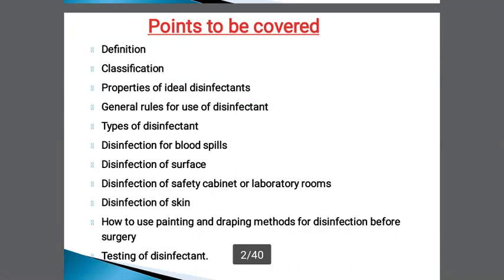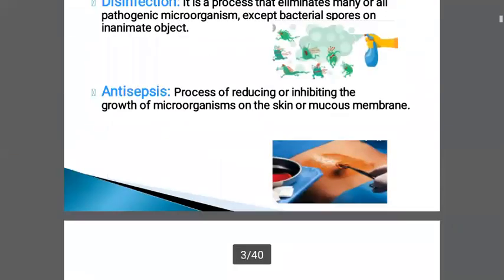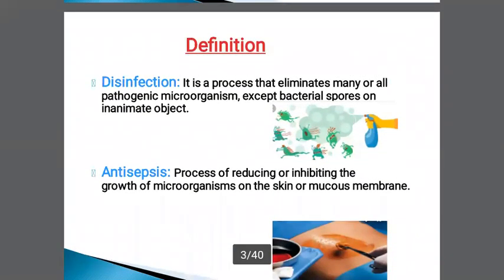So the points to be covered are: first, definition, then classification, properties of ideal disinfectants, general rules for use of disinfectant, types of disinfectant, disinfection for blood spills, then disinfection of surfaces, disinfection of safety cabinets or laboratory rooms, disinfection of skin, how to use painting and draping methods for disinfection before surgery, and last, the testing of disinfectant. So first, we will see the definitions.